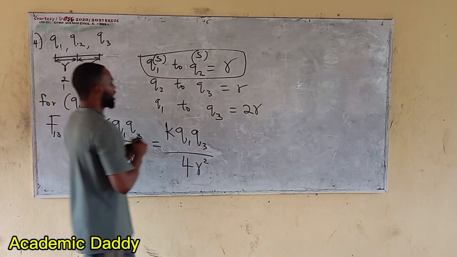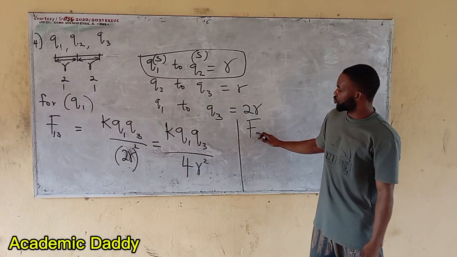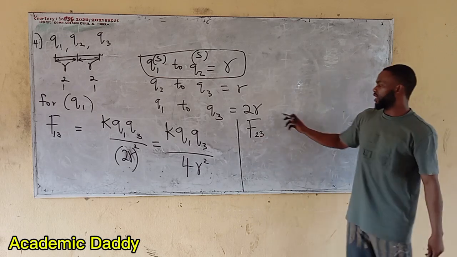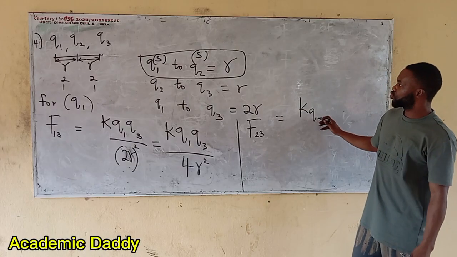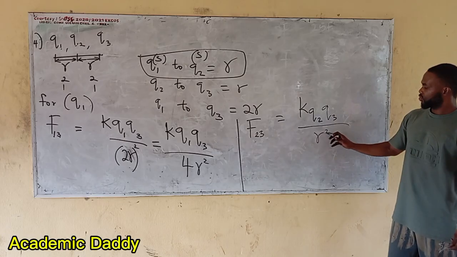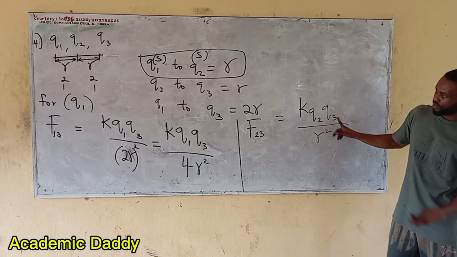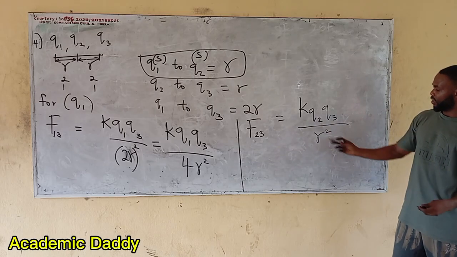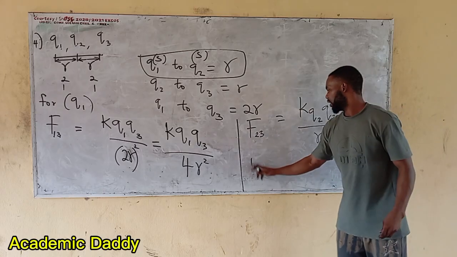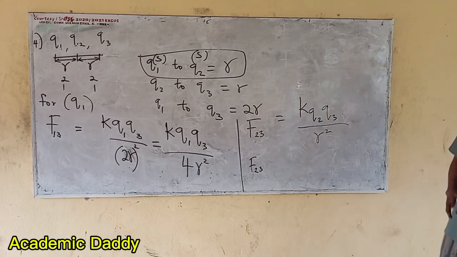Now let's do force on charge 3 due to charge 2. And remember I told you that the test charge will always be last. So I will now have KQ2 and then Q3 all over R squared. But then, tell me, the distance from Q2 to Q3 is what? R. Okay. That means I'm in order. So I just leave it as R squared. So that is F23, it's just what it is.